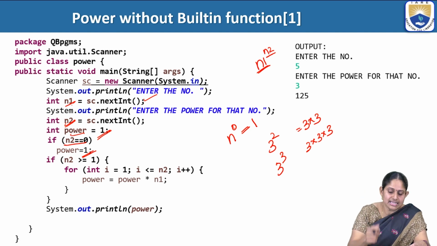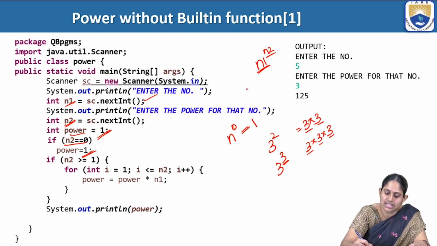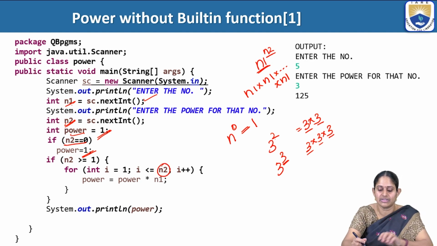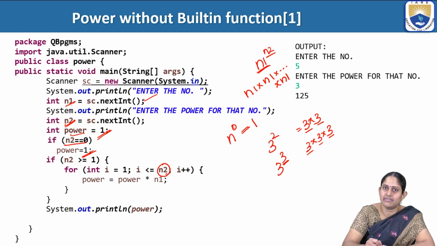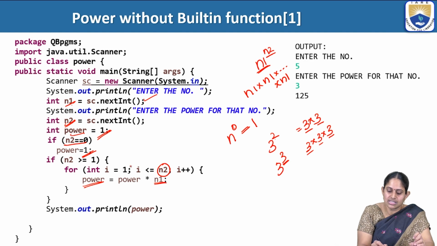Now else, in that case, for example, if it is 3 square, we will multiply 3 two times. If it is 3 cube, we will multiply 3 three times. So if it is n1 power n2, then we multiply n1 n2 times, right? So n1 will be multiplied n2 number of times. So we are making a loop which will start from 1 and go till n2, and each time n1 is multiplied by itself. We have our result stored in power, so that to that power n1 is multiplied. So this loop will continue.